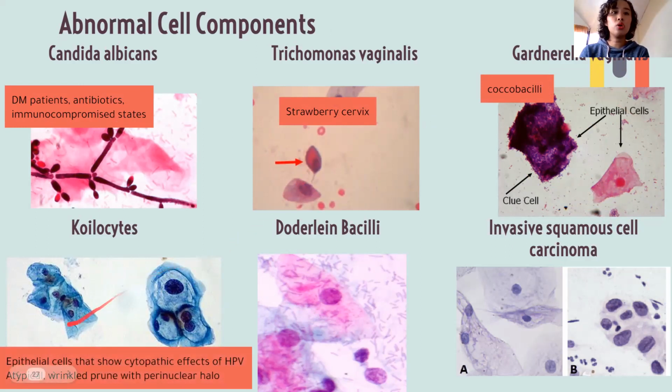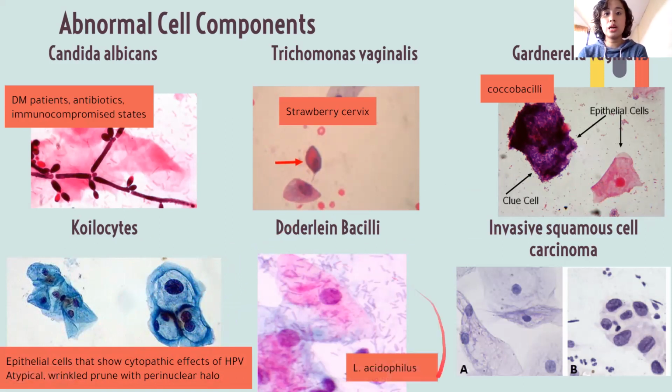And here naman, we have coilocytes. So, when a woman, class, has human papilloma virus or HPV, ganito yung effect sa squamous cell. So, ito yung normal na epithelial or squamous cell. Ito yung nangyayari pag may HPV. So, sabi nila, it becomes atypical. It looks like a wrinkled prune with perinuclear halo. Yan. Due to the entry of HPV, ganito yung itsura niya. We also have Doderlein bacilli or Lactobacillus acidophilus. Yan. So, pag masyadong marami, overgrowth. L. acidophilus yan, Doderlein bacteria.